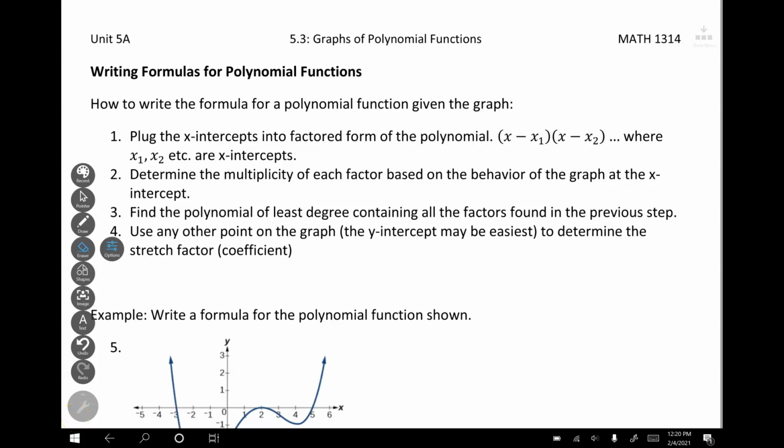This is 5.3 part 3. We're going to be looking at writing formulas for polynomial functions. So how to write the formula for a polynomial function given the graph.